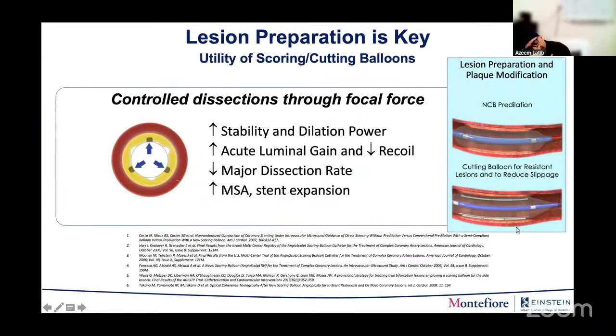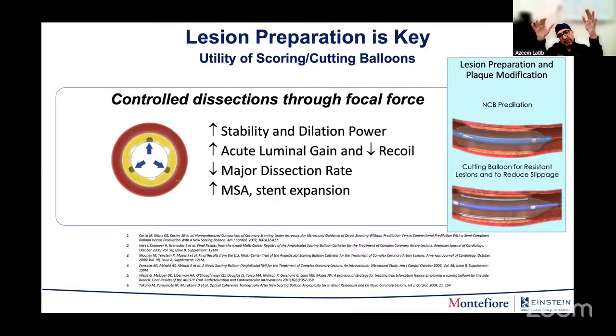Then the other thing that's become pretty apparent for me, and I don't know how often you guys do this, is that when I treat restenosis, I have a very low threshold. I think 80% of the restenoses I treat with drug-coated balloons, I use a scoring and cutting balloon. Now, why? Well, I think scoring and cutting balloons do give you controlled dissections. They give you all these advantages: more stability, more dilation power, more luminal gain. They decrease the dissection rate.